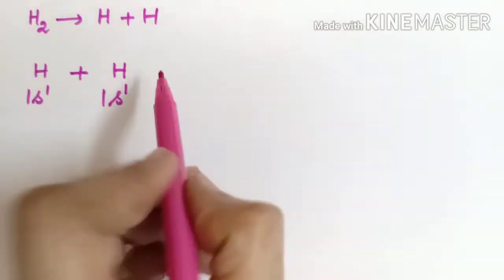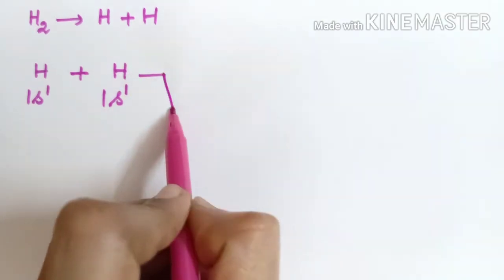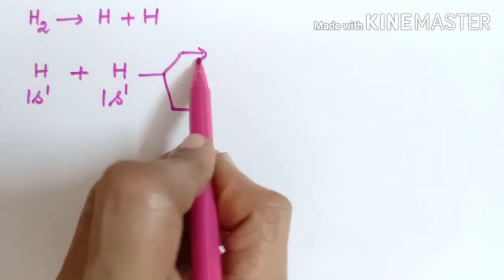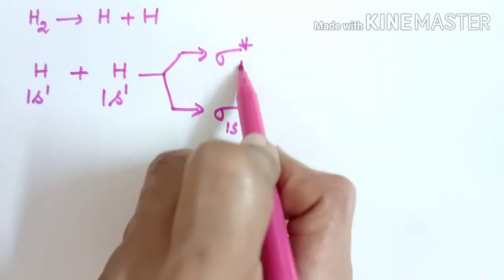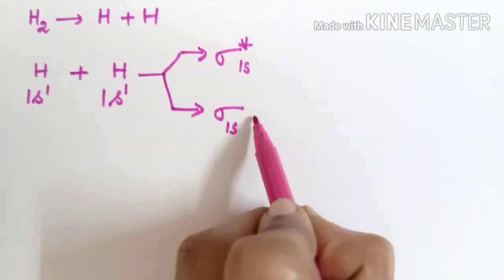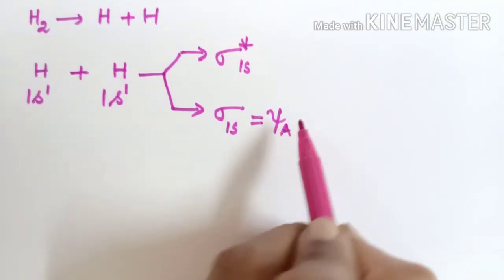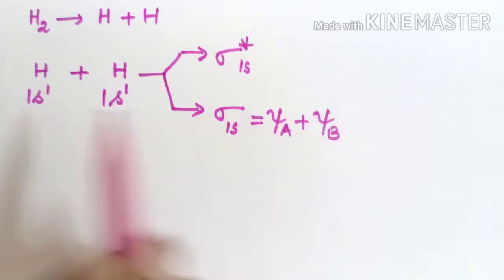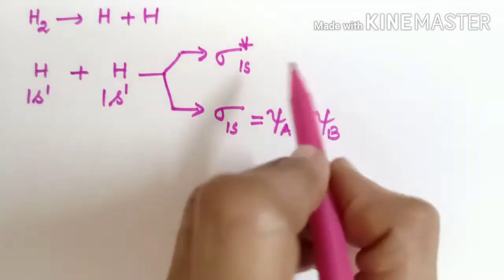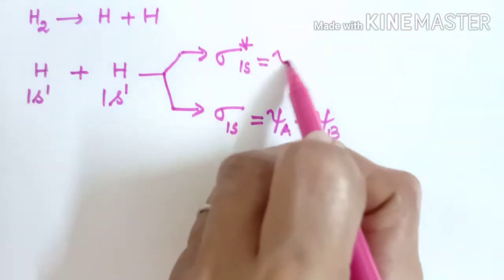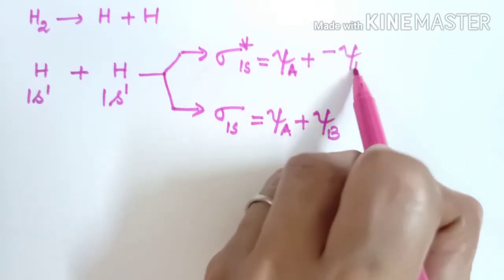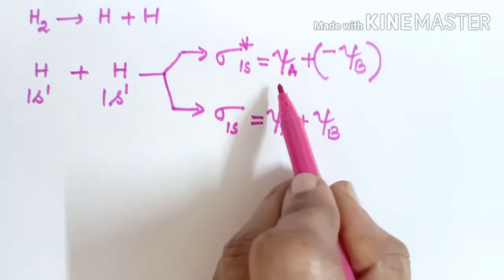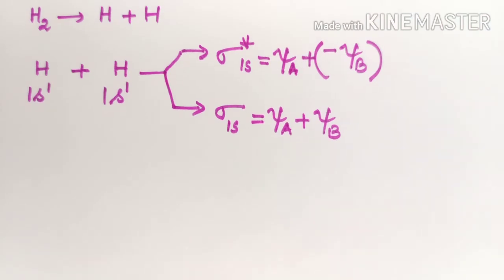When they combine together, they result in two types of molecular orbitals, sigma 1s and sigma star 1s. So what is sigma 1s? This is got by the addition of the wave functions a and b. That is the first case and the second case. The second one is obtained by the addition of the additive inverse of the second wave function to that of the first one. How shall we explain that?